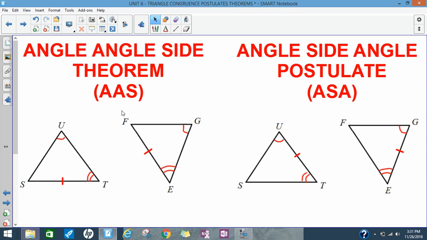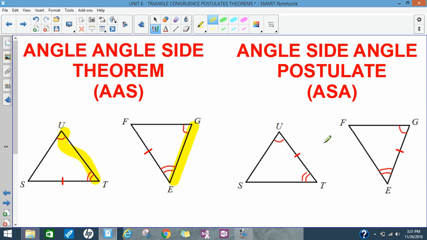We have the angle side theorem. So in this one we have 2 pairs of corresponding angles congruent. So you can see here U and G, T and E. And then we have one of the side pairs congruent that are not between the angles. So between each of these angles in each triangle that I have marked is a side. And so when we have 2 pairs of angles congruent to each other, and then one of those sides that's not between the angles, then we have angle, angle, side.